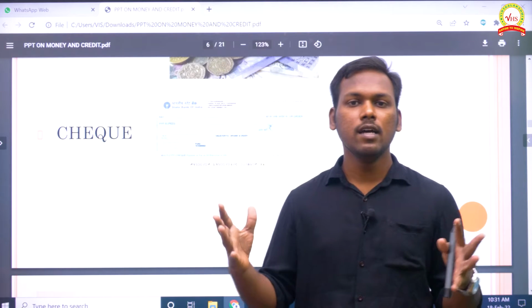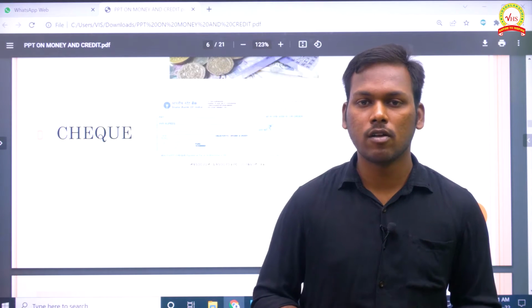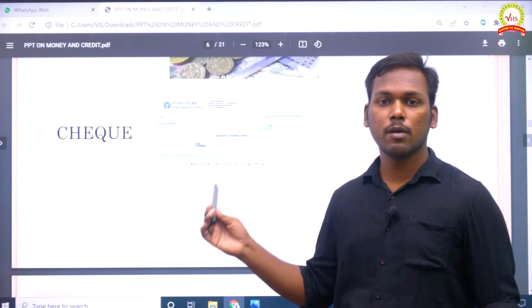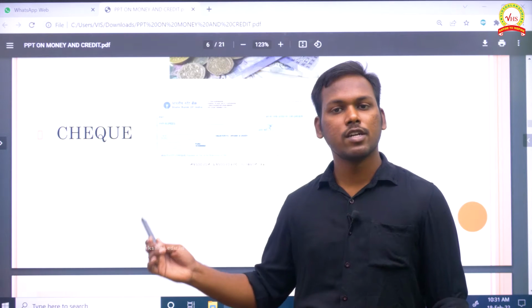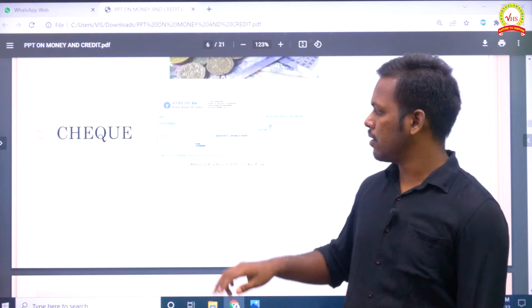Clear? There are certain limitations in using a cheque also. So a cheque is also a medium of exchange. Instead of money we are using it. Clear?